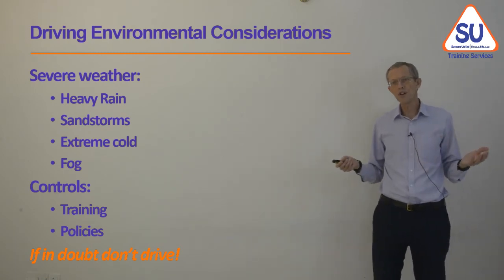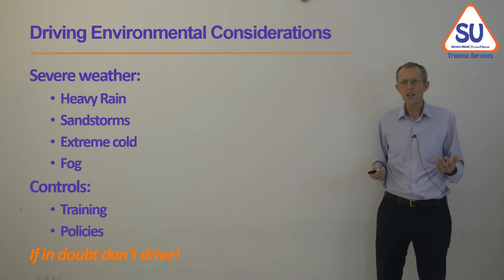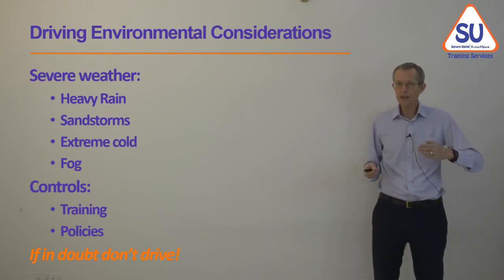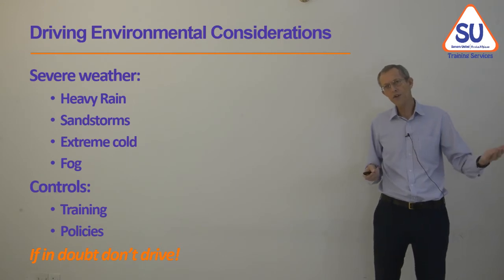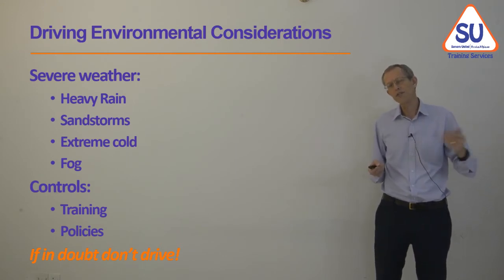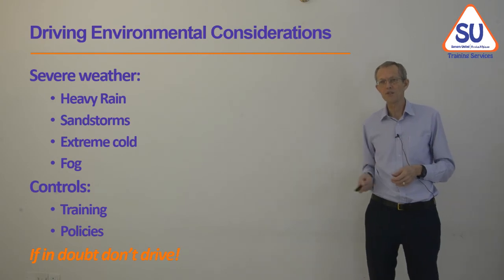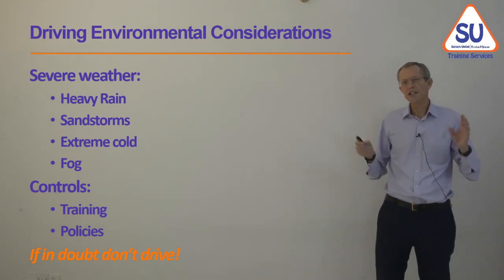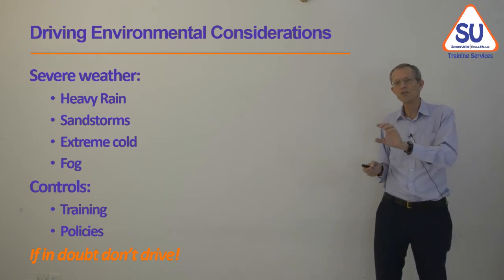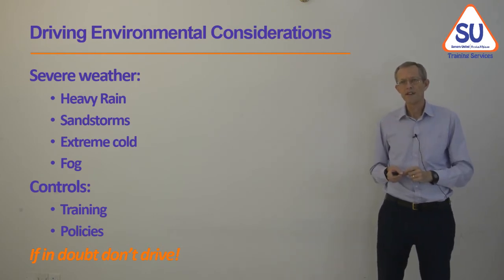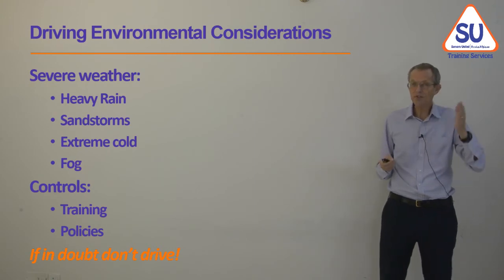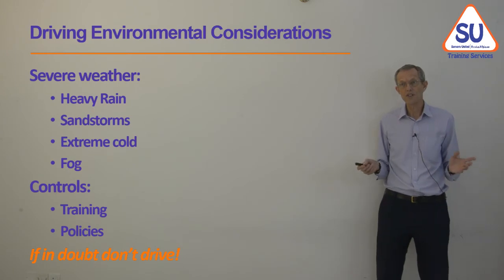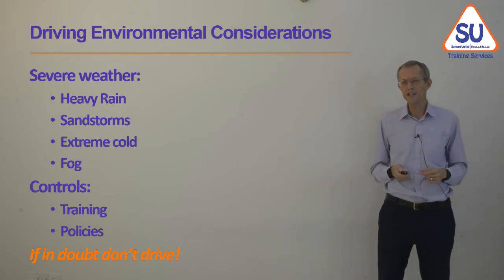So what do we do to control it? We train our drivers. If it's raining, slow down. If it's raining really heavily, find a safe place to park. Make a phone call to say you're going to be later and wait for the rain to stop. And same for sandstorms. And if we have training, then we can also have policies that say to our drivers, this is what you do if the weather is bad. And if, as a driver, you have any doubt in your mind that it's safe, it's not safe, don't drive. Just don't do it. Park and wait till it's safe.